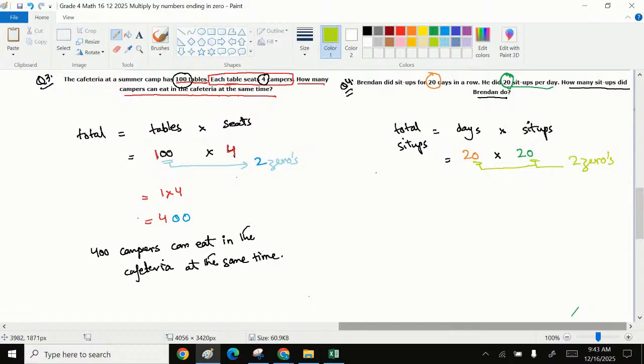Agreed? So since we have 2 zeros now, we multiply the numbers together. We know that 2 multiplied by 2 is 4. And we have 2 zeros over here, so we put 2 zeros. The answer is Brendan did 400 sit-ups.